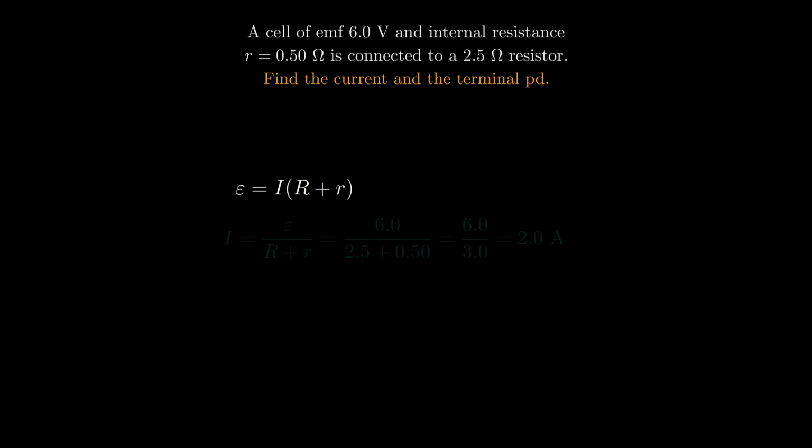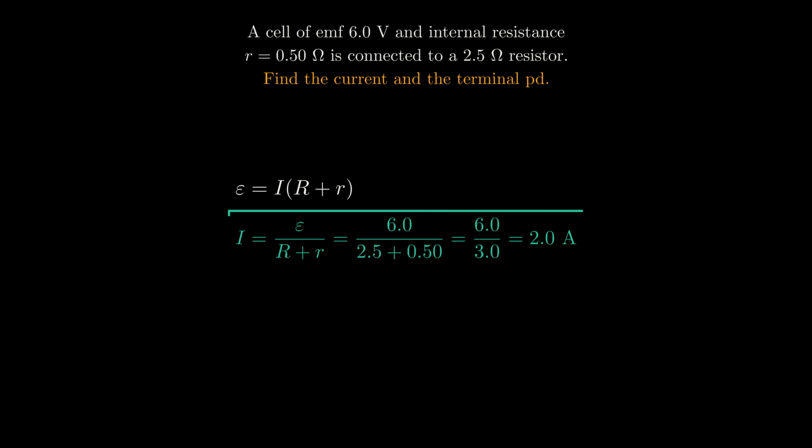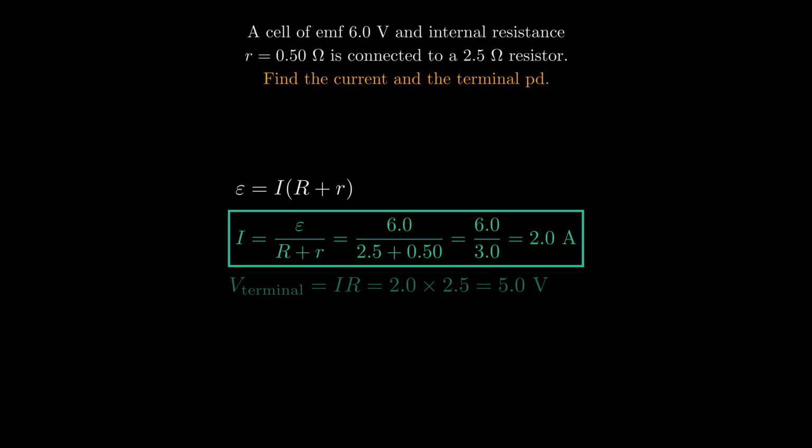So the total resistance is 2.5 plus 0.5, which is 3 ohms. 6 volts over 3 ohms gives a current of 2 amps. Now the terminal PD, the voltage you'd actually measure across the cell, is the voltage across the external resistor, I times R. 2 times 2.5 is 5 volts.